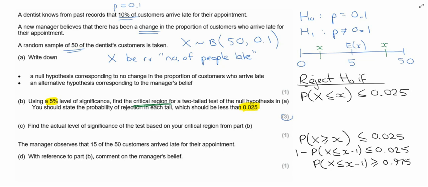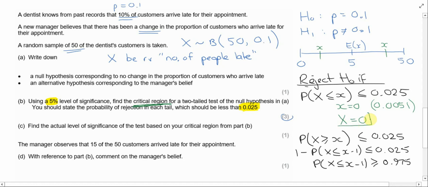Okay, so let's look down for the first one that is less than 0.025, and it is 0. So when x is 0, I get 0.0051. Please get in the habit of writing your p-value. So that's the critical value. What that actually means is the only time you would have a significant improvement is when the number of people late is 0. And there is a 0.51% chance of that actually happening.